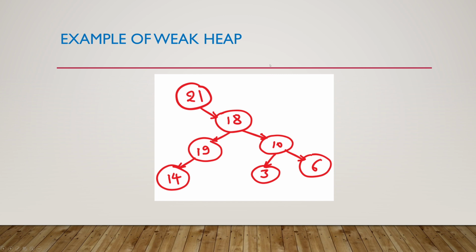Now, an example of a weak heap. The first point was that nothing will be on the left-hand side of a root node. So everything towards the left of the root node 21 is blank. Similarly, one of the properties was that child nodes will only be missing for the bottom level or one level up from the bottom. So here that is also maintained.